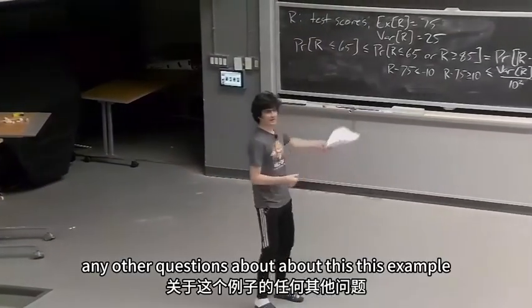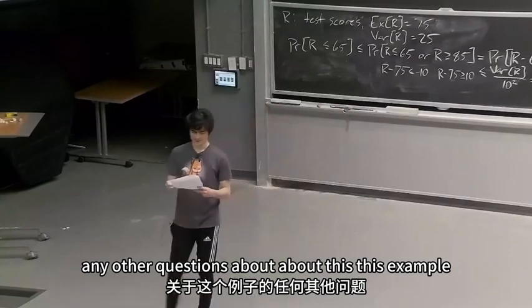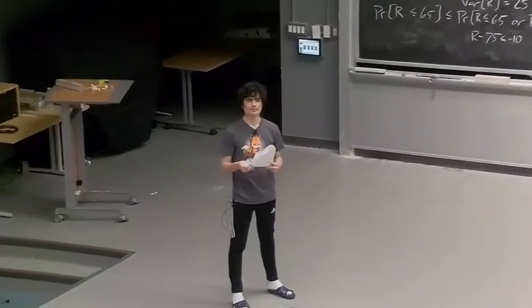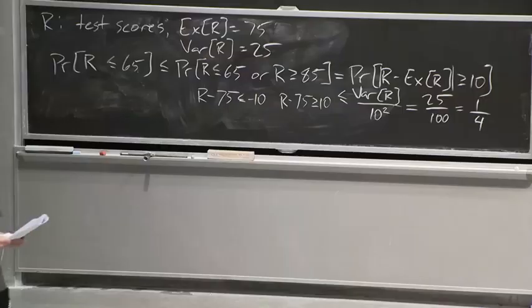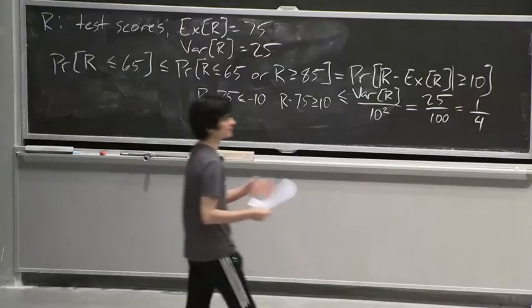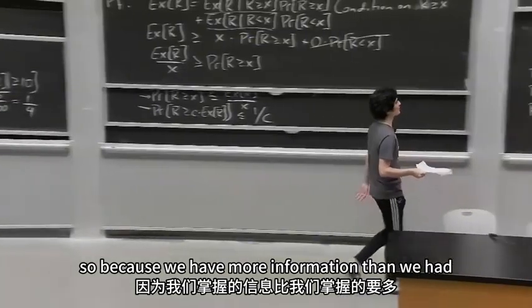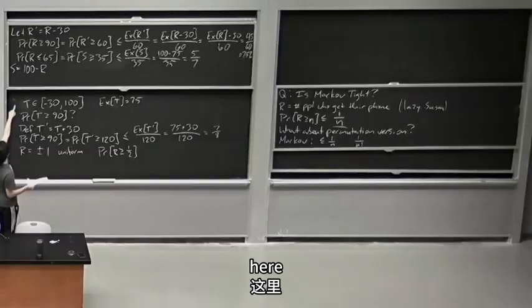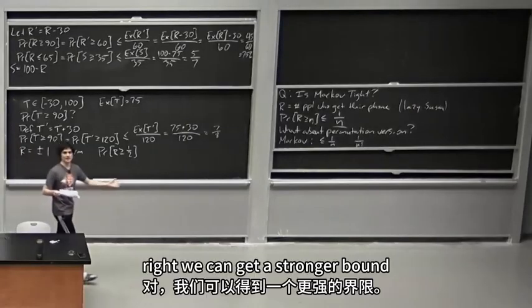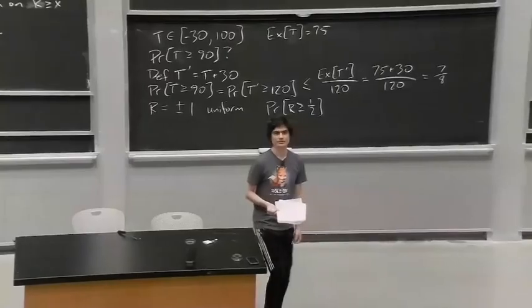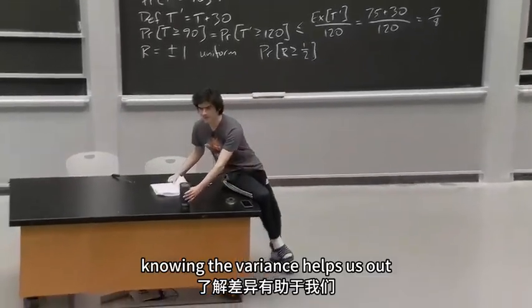Any other questions about this example? Because we have more information than we had here, we can get a stronger bound. Knowing the variance helps us out.